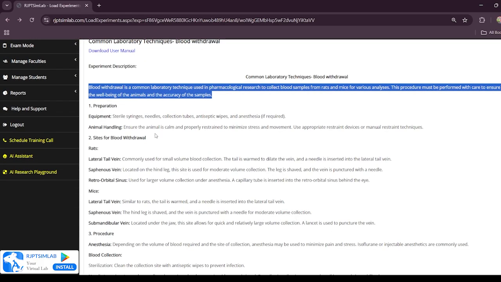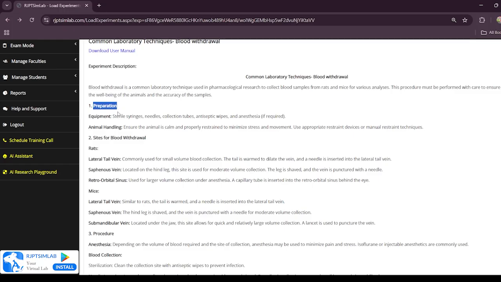At first, we have the preparation of these techniques. For that, the equipment required are sterile syringes, needles, collection tubes, antiseptic wipes, and anesthesia. For animal handling, we have to ensure that the animal is calm and properly restrained, to minimize stress and movement. For that, we have to use an appropriate restraint device or manual restraint techniques. Now, the sites for blood withdrawal for rats and mice are different.